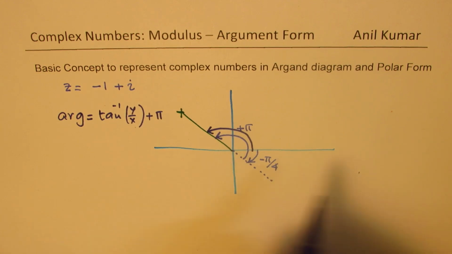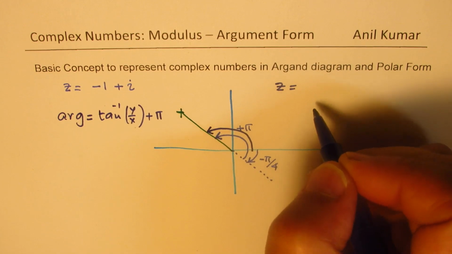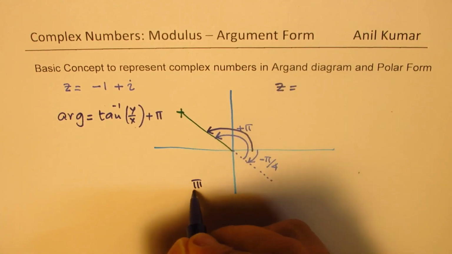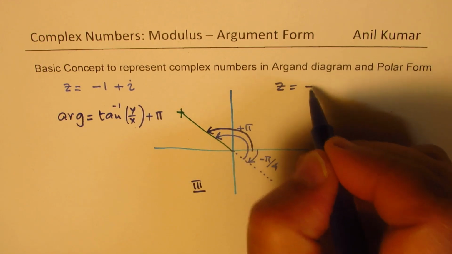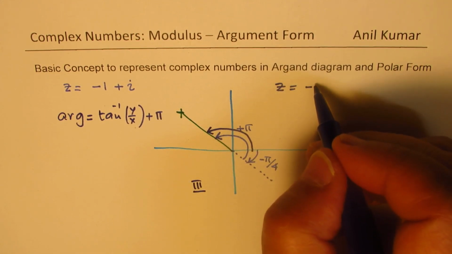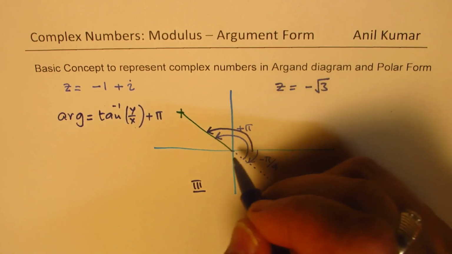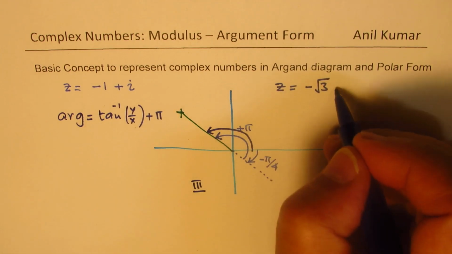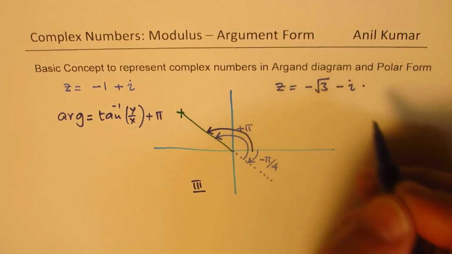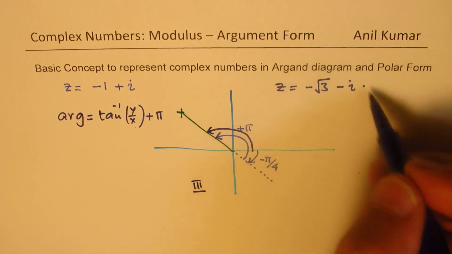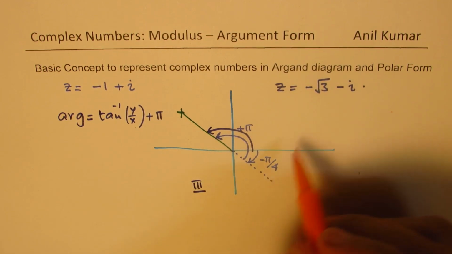Right? Now, let's take an example where the complex number lies in quadrant 3. So quadrant 3 means, we'll keep this as negative. Let's make it negative square root 3. And this value also is negative i. Let's take it 1, so we'll just take minus i. So if that is the case, we could actually use a special triangle also to find this answer.